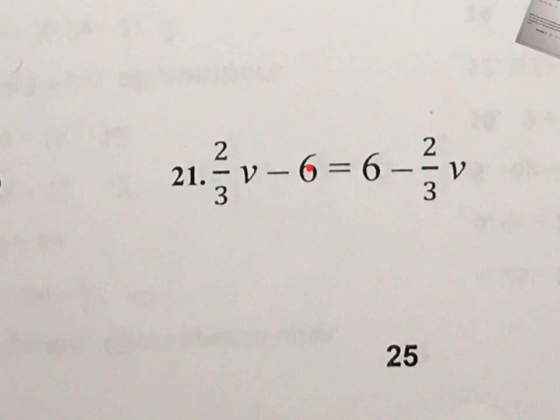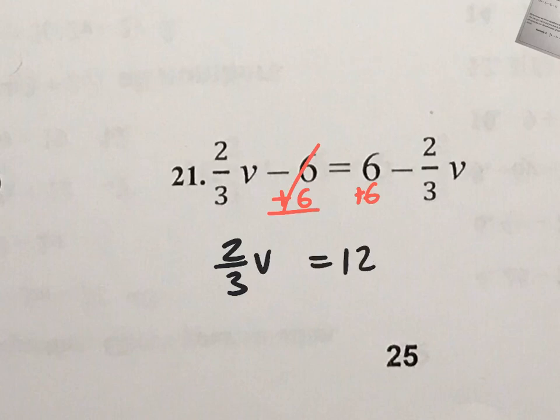Or you could move the minus 6 over to that side right now. I mean, because you could get rid of the minus 6 easily by doing the opposite. Plus 6, plus 6. That'll cancel out. And you're going to have a new equation that says 2/3 v equals 12 minus 2/3 v. And then you could multiply everything by 3. This by 3, this by 3, this by 3.